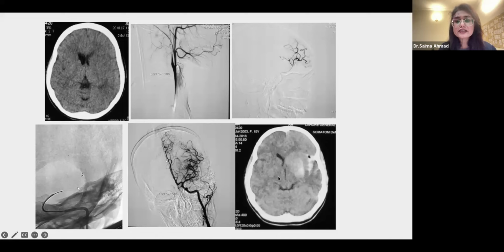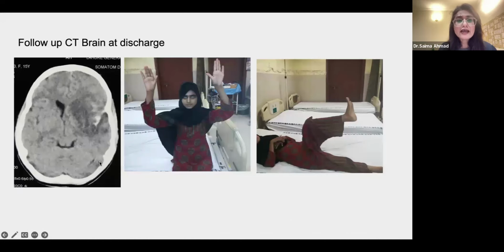So this is the CT after 8 hours. And this is at discharge, and you can see the patient who came for follow-up at 90 days. And you can see the patient has regained the power 5 by 5.